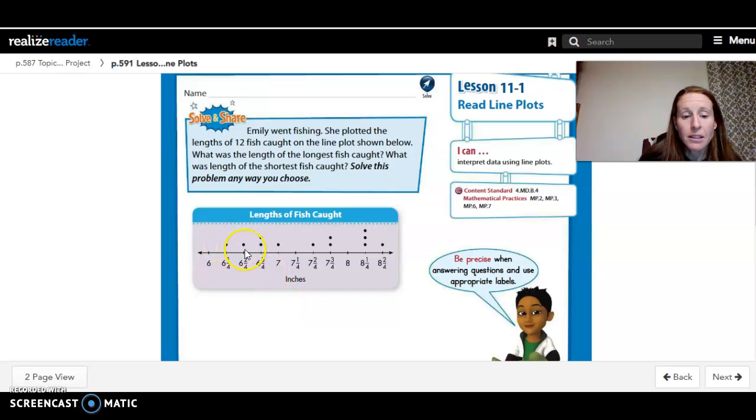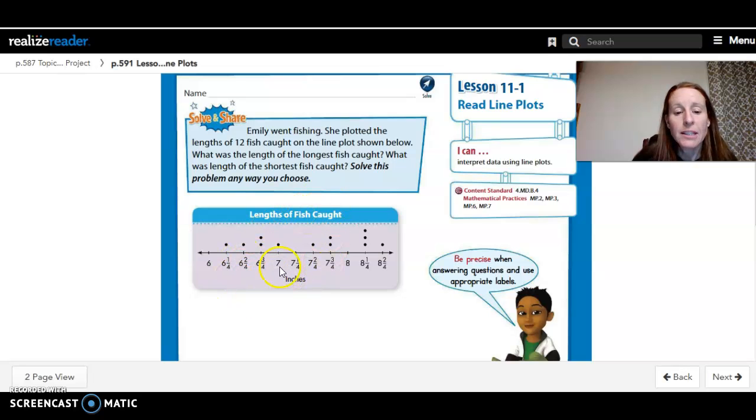But 8 inches of what? Well, each of these little dots represents a piece of data. And those dots, as the title tells us, are lengths of fish caught. That means each dot represents a fish that was caught. On some other line plots, you might notice X's, maybe they use icons, but here we're using dots, and I believe for this entire topic, it's always going to be dots.